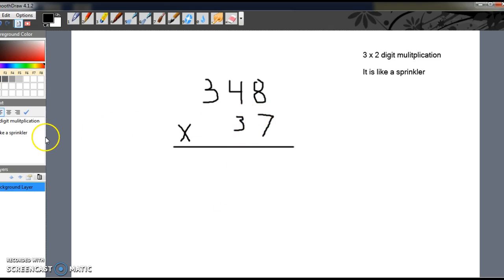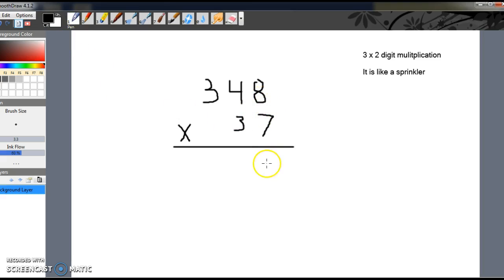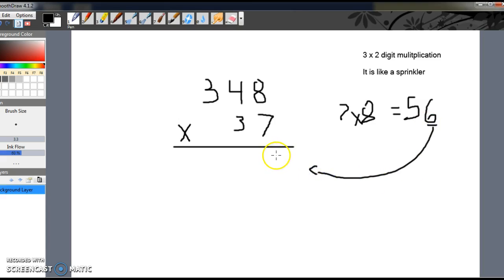So first we need to know our multiplication times tables. And so 7 times 8, I know 7 times 8 is 56. Now remember, you have two place values here. You have a ones and a tens. You have to make sure that this ones goes into your answer down there. And then the tens goes into your next place value.